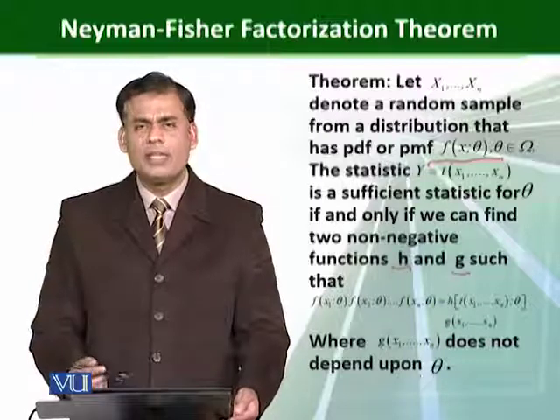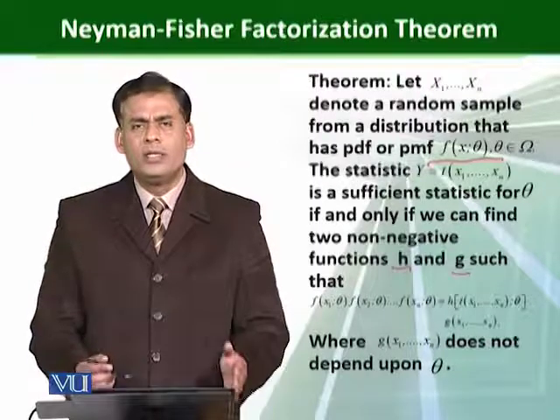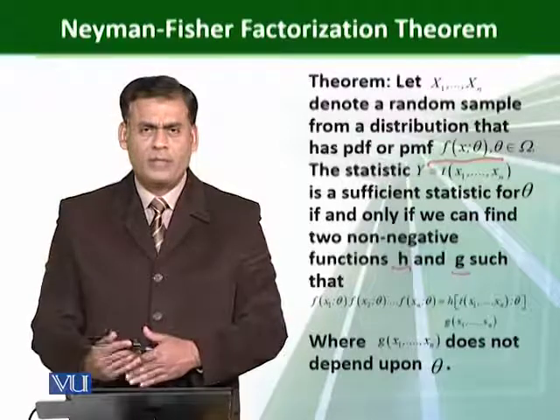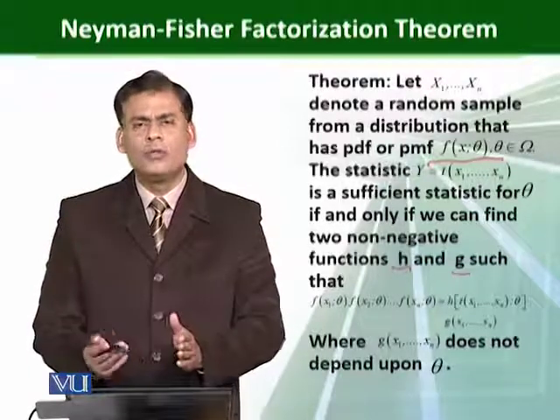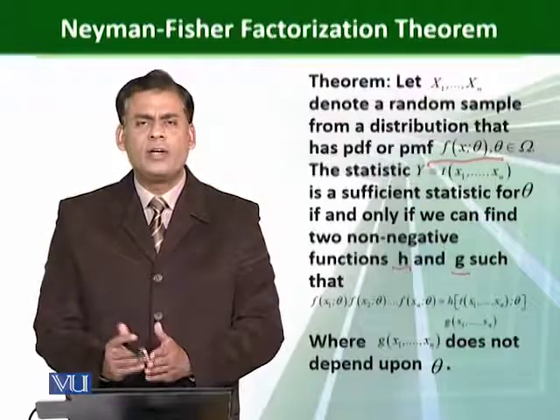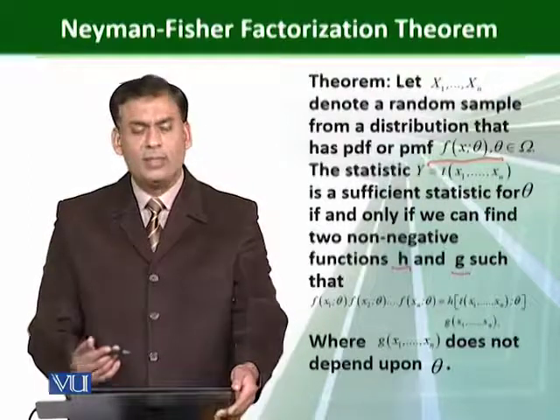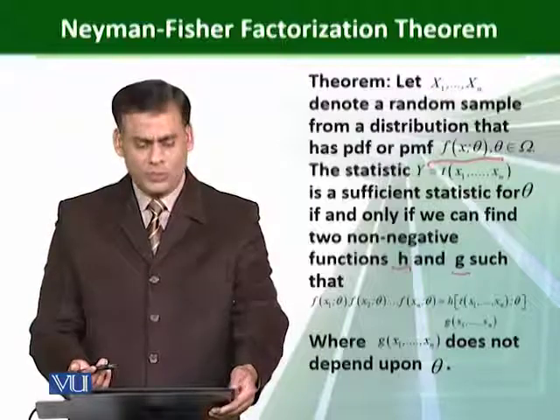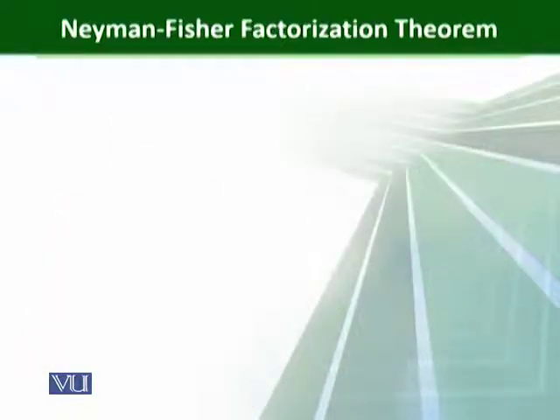So the simple way is that we have a joint distribution, and we have to represent it in two parts. In one part there will be a function of theta, and the other part will be free from theta. Now we are going to present the proof of this theorem. As I said, we have to represent the joint distribution in two factors, and we prove this theorem by taking two steps.